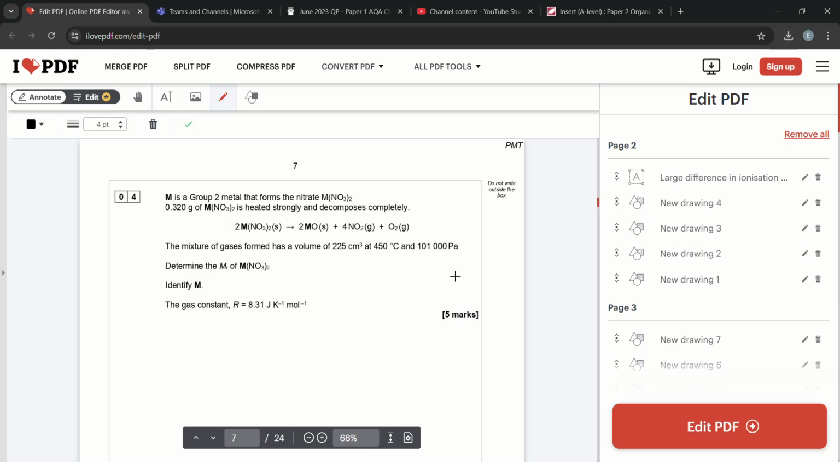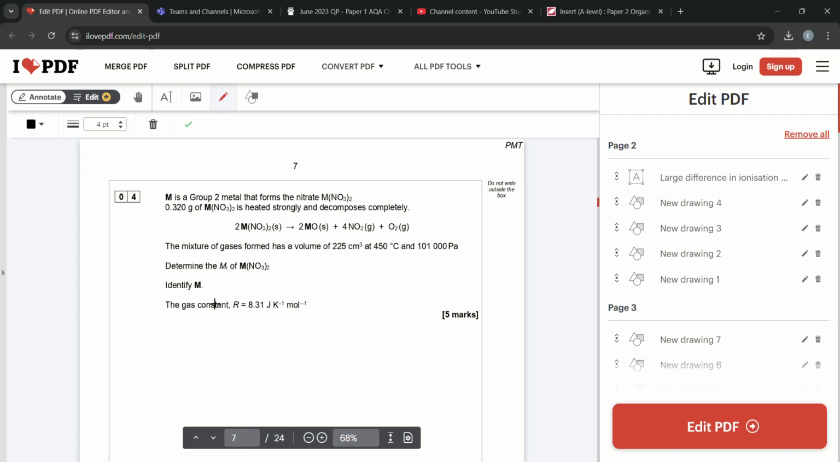Question 4. M is a group 2 metal that forms a nitrate, M(NO3)2. 0.320 grams of M(NO3)2 is heated strongly and decomposed completely. The mixture of the gases formed has a volume of 225 cm³. Determine the Mr of M(NO3)2. Identify M.